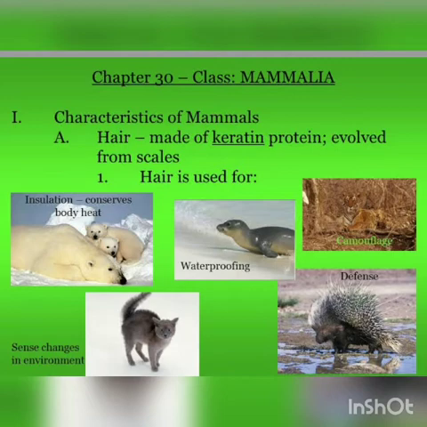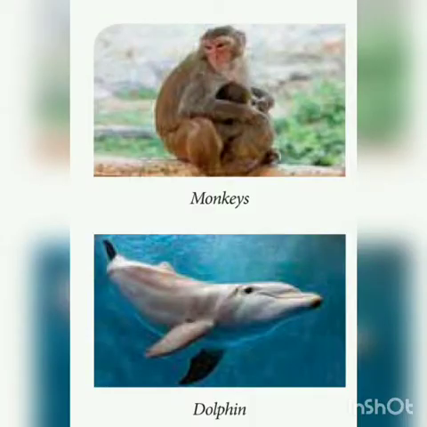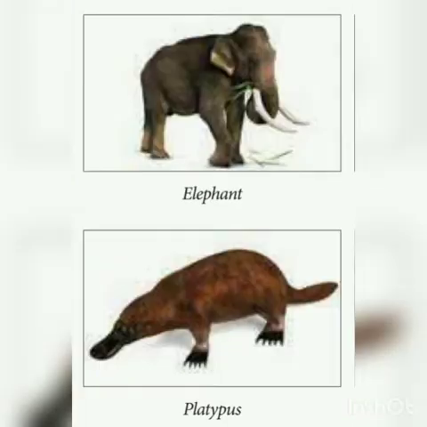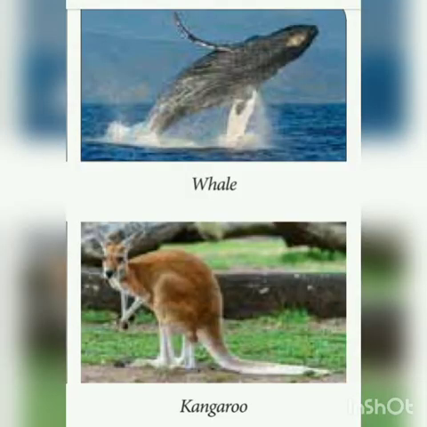The skin is glandular in nature, which has sweat glands, scent glands, and sebaceous glands. And the exoskeleton is made up of horns, spines, scales, claws, nails, etc. The teeth are thecodont, heterodont, and diphyodont. That means they have different types of teeth. External ear, that is pinna, is present.